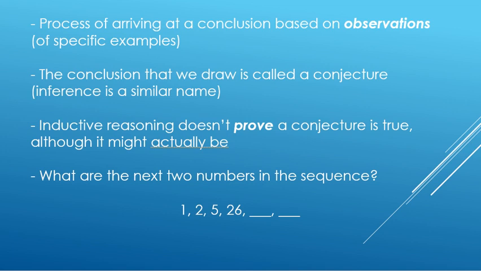I'm going to multiply 26 by itself and then add 1. That's going to give me 677. And then to get the next term, 677 times itself, and then add 1 onto that. That gets me 458,330. Another sample of inductive reasoning.